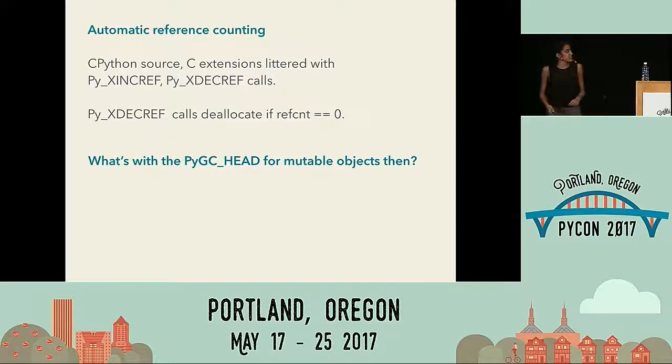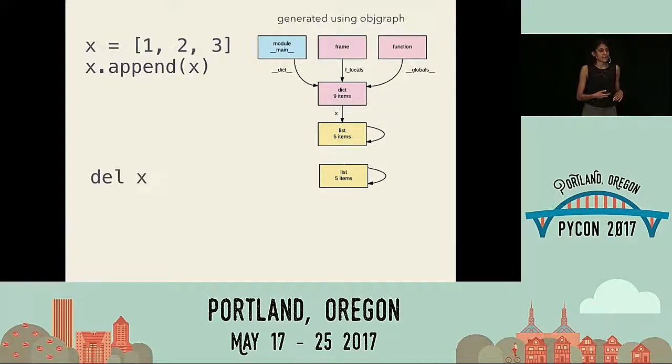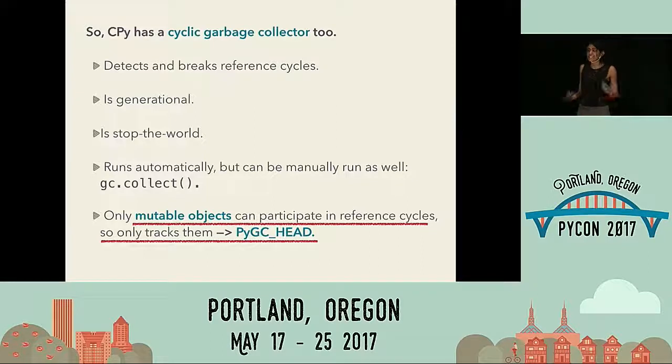But our question remains, what about the PyGC head for mutable objects? It turns out that ref counting doesn't always work. Here's a specific example of where it doesn't. If you have a mutable object and you create a reference to itself and then you delete it, you have a reference cycle. Its ref count can never go to 0, so it would never be deallocated. That's a problem, and to fix that, CPython has a cyclic garbage collector as well. So it does have a garbage collector. This is surprising to a lot of people, but it does.